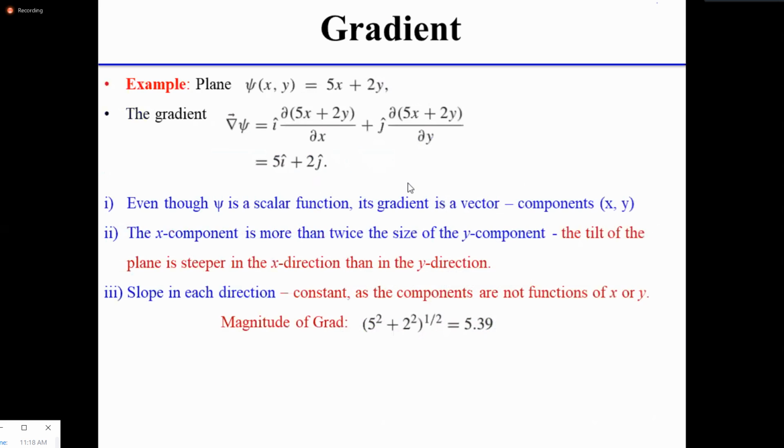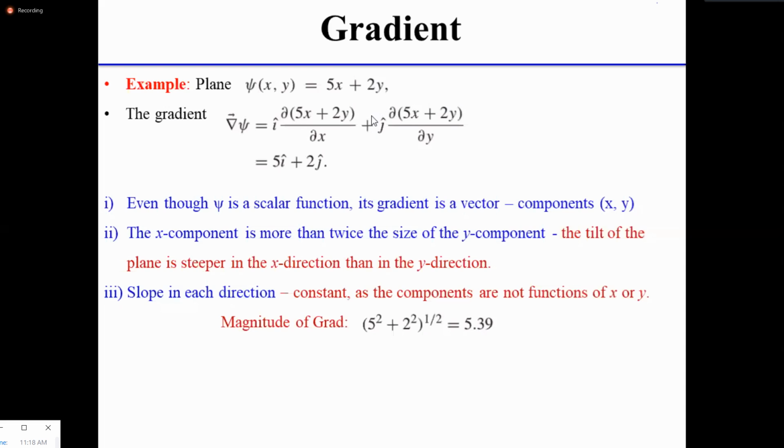Same way, like the height of a hill here, we can take one more example other than the one I gave you that day. We can consider a plane, for example, given by psi of x comma y equals 5x plus 2y. I hope you know the equation of the plane. If you take the gradient of this, it will be del of psi. So you will have i del over del x of psi of x comma y plus j del over del y of psi. That should give you the value 5i plus 2j.